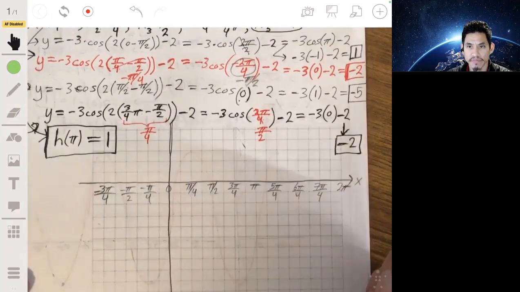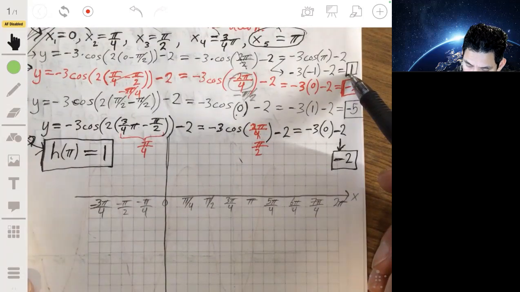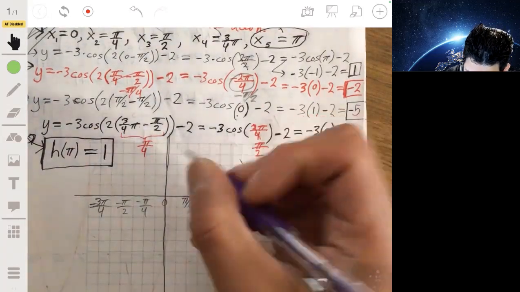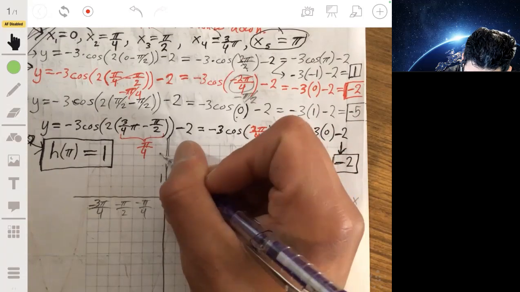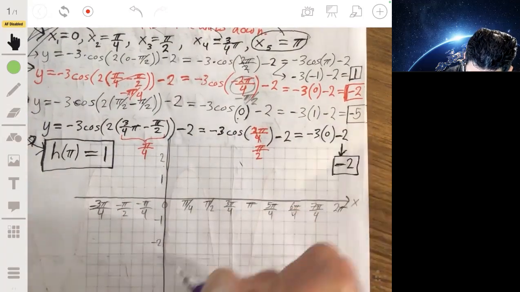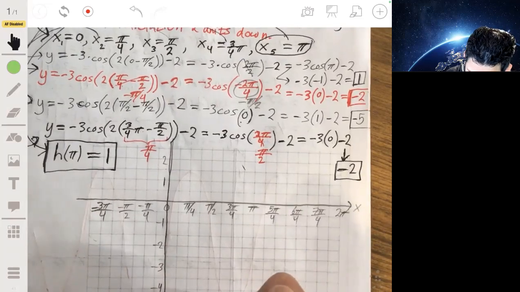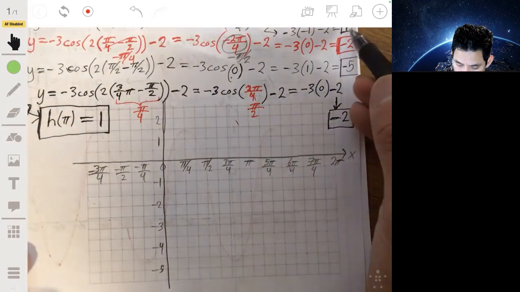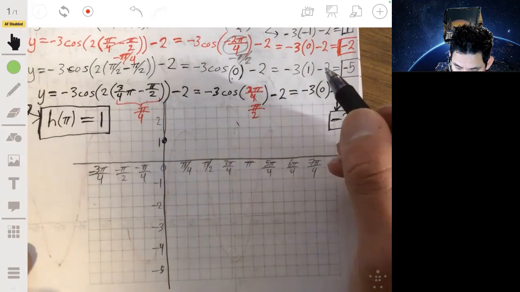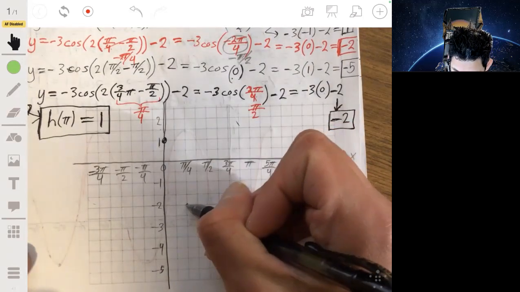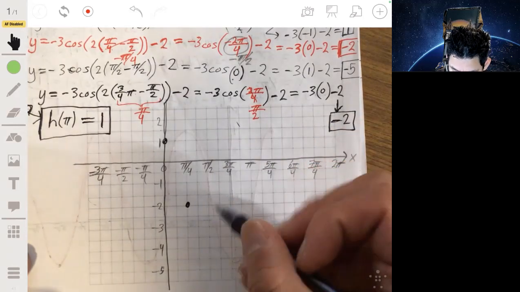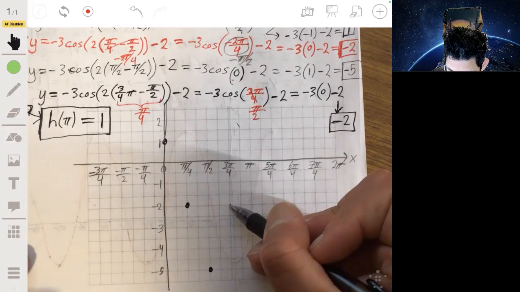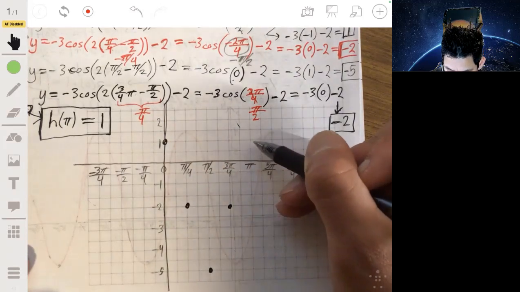And let's go ahead, let's plot these. So at 0, 1, all right, let's scale this by like this. 1, 2, negative 1, negative 2, negative 3, negative 4, negative 5. So we have one at 0, 1 right here. Then pi over 4, negative 2 over here. Pi over 2, negative 5 over here. 3/4 pi, negative 2. And see how we're cycling back? When we go to pi, we're going to be back at 1.